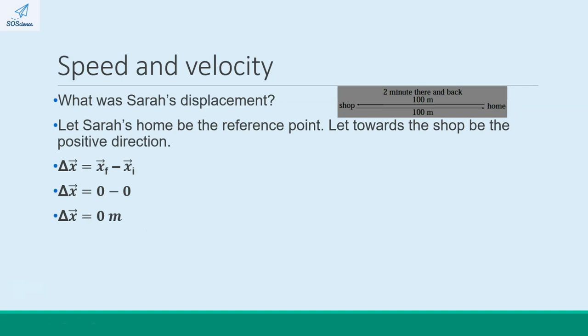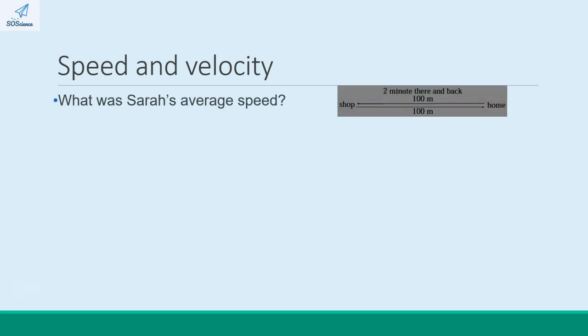But now we can see that the distance that Sarah traveled and her displacement are completely different values, which means that her speed versus her velocity will have completely different values. Let's take a look. What was Sarah's average speed? Well, the average speed is calculated as the distance divided by the time interval. We worked out that Sarah's distance traveled was 200 meters and that in total she walked for 2 minutes, which is 120 seconds. So that means that her average speed is 1.67 meters per second. And remember, for speed, we only have magnitude. There is no direction.